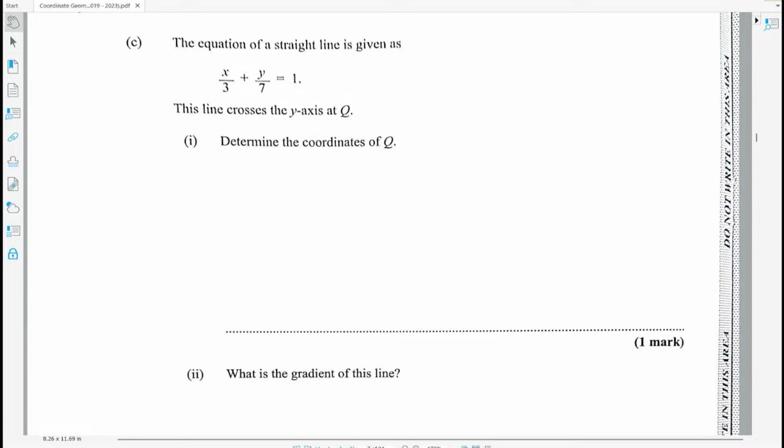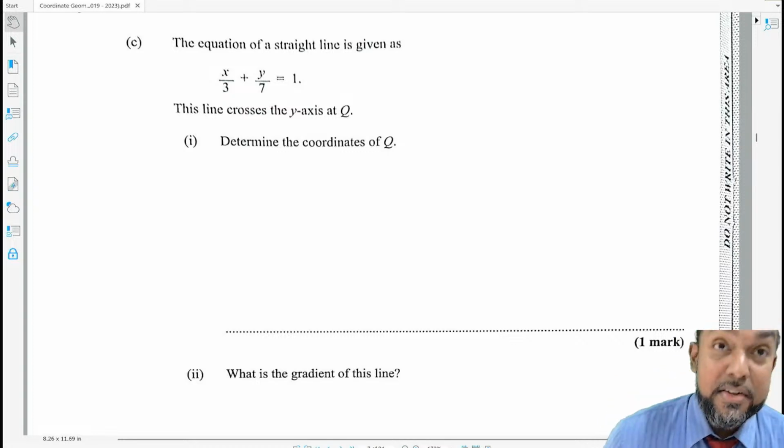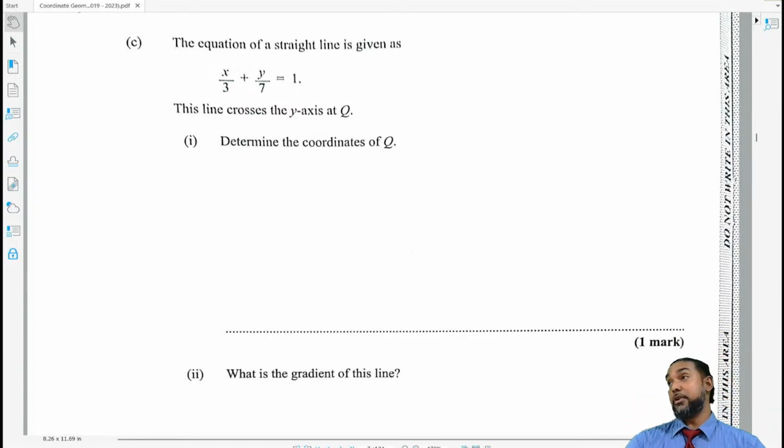Right, so it reads: the equation of a straight line is given as x over 3 plus y over 7 equal to 1. So this is another form of the equation of a straight line, right? And we know it's a straight line because the power to which x and y are raised is just 1, and they're each a numerator, and they're being added together, not multiplied. One isn't being divided by the other, and that kind of stuff.